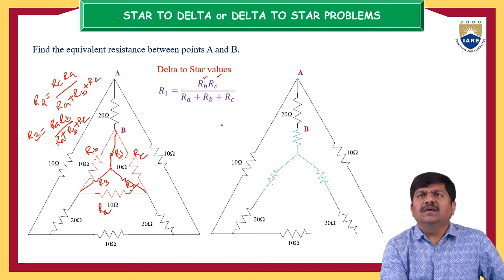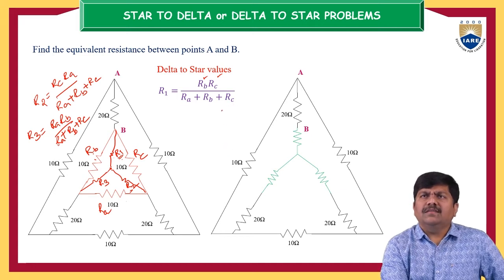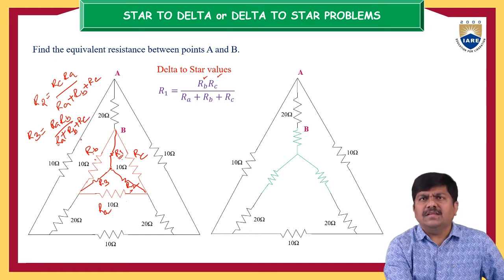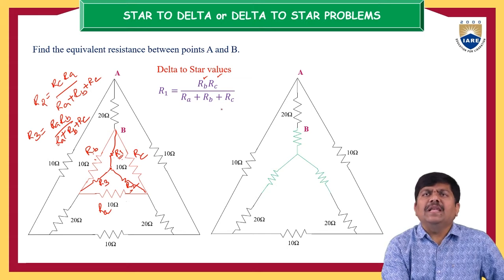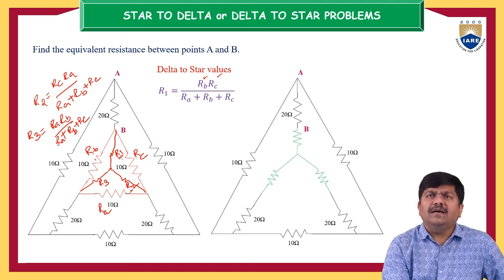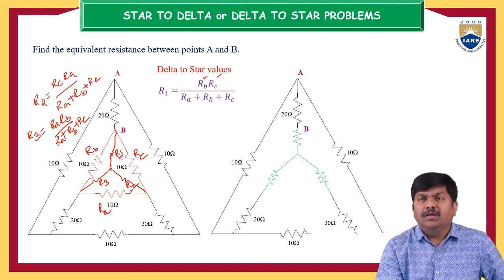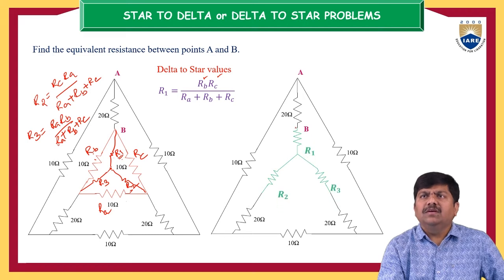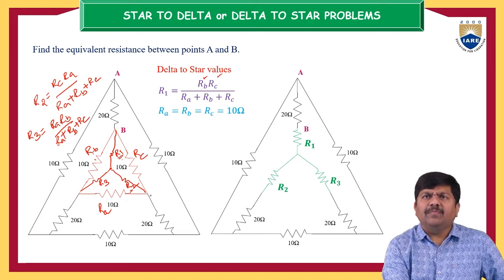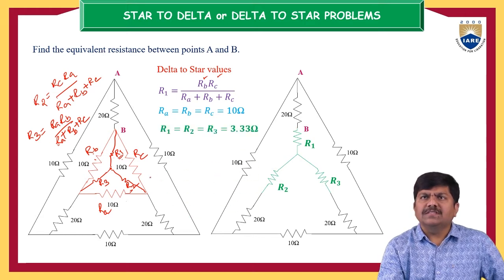So these are the formulas. For better understanding, because of the space constraint, I am writing the R1 expression here, and R2, R3 are also given. Just make use of these formulas to eliminate the delta and represent it in the equivalent form of star. These are the values here. RA, RB, RC are nothing but the 10 ohm resistances.